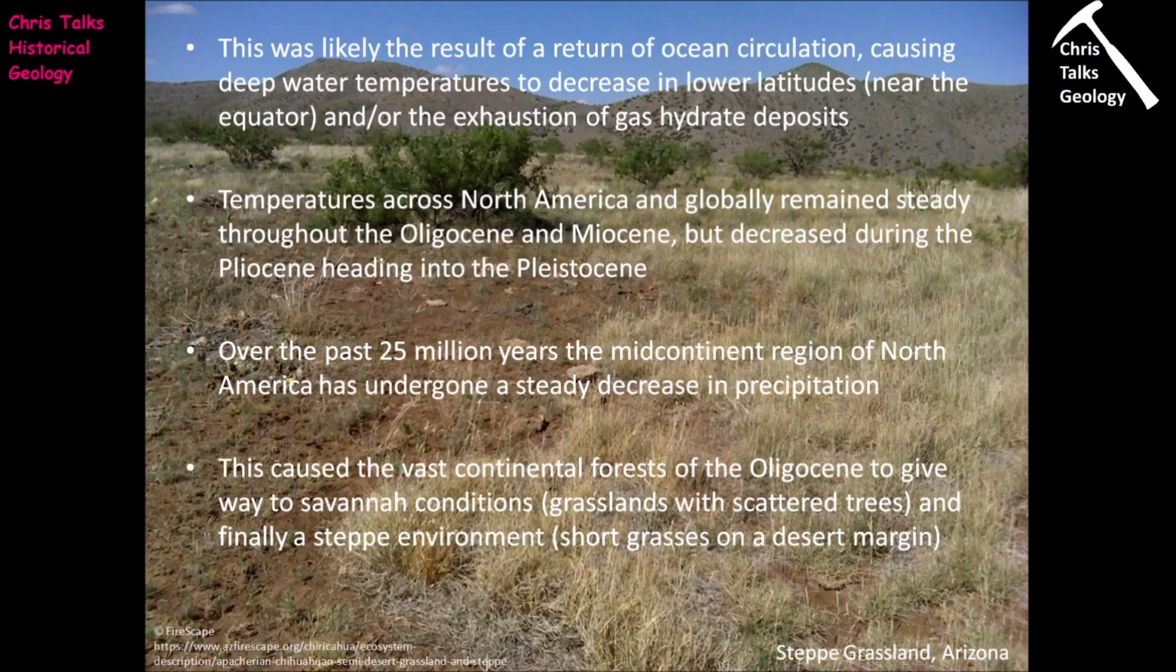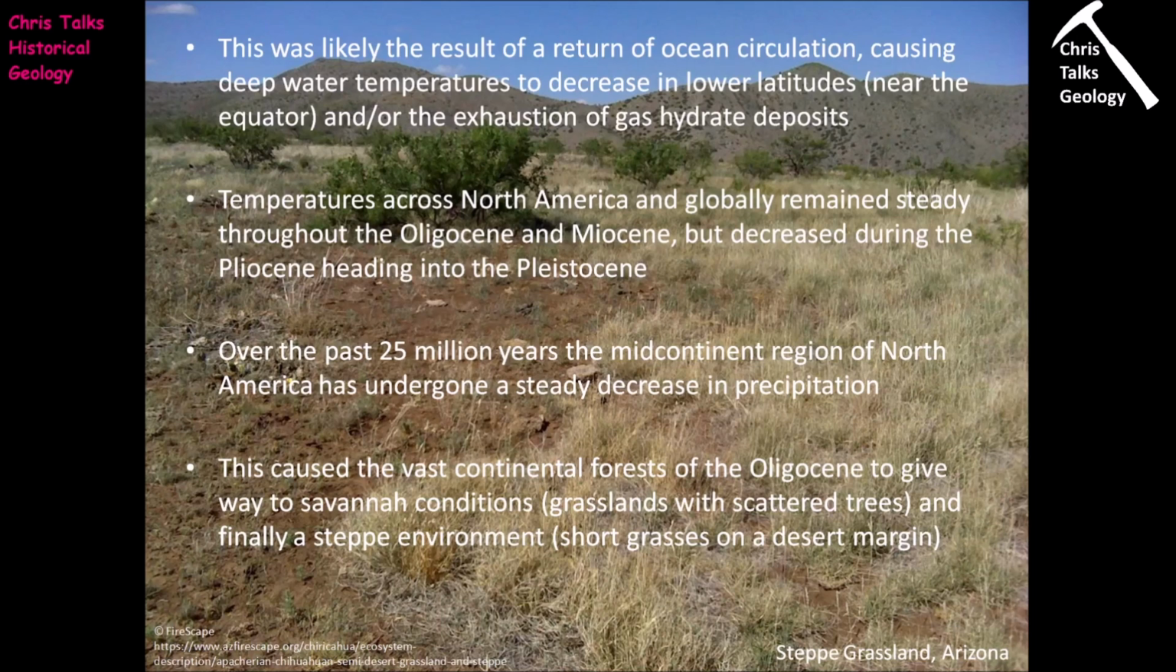Now, over the past 25 million years, so that's from the middle Miocene until the present day, we've noticed that the mid-continent region of North America has undergone a steady decrease in precipitation, and this is associated with this general decrease in global temperatures. So this change in the global environment caused the large Oligocene forests, which did cover the center of North America, to begin to die back, and they are replaced by savanna conditions.